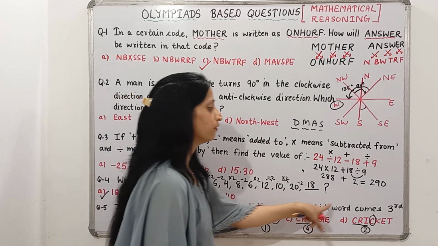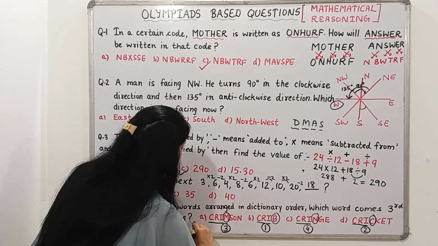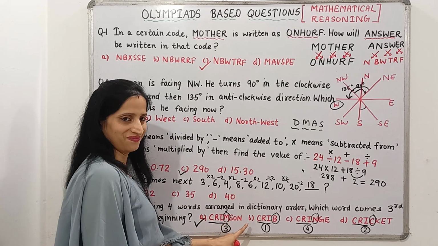Now, what is the question? Which word comes third from the beginning? So, our answer will be this A option, crimson.